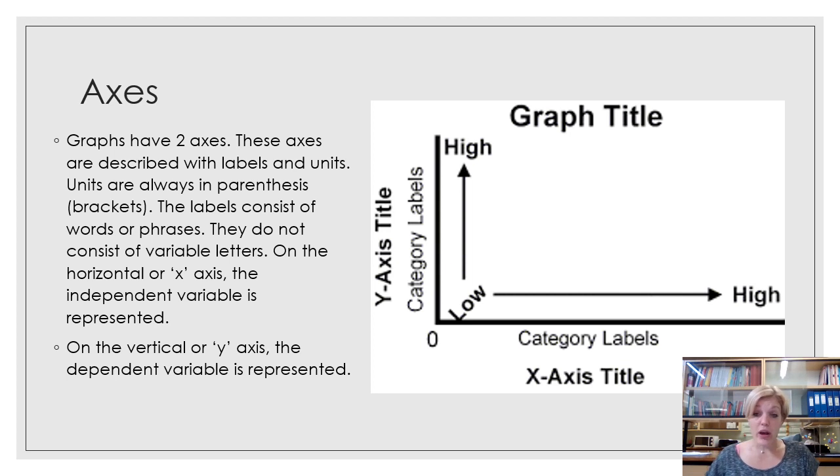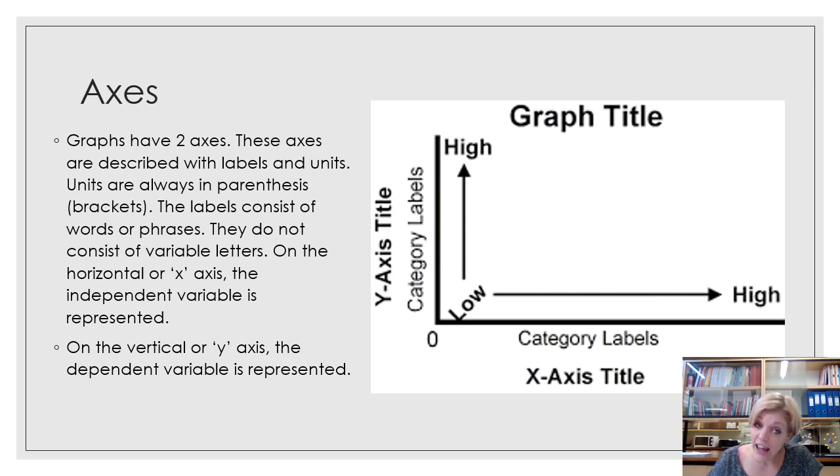All right, so we are going to just jump right in. The first thing that your graph needs to have is axes. Graphs have two axes. These axes are described with labels and units. Units are very important, grade 8s. If you don't put the unit there, I'm going to take a mark away from you. And it's always in brackets. The labels consist of words and phrases. They do not consist of variable letters.